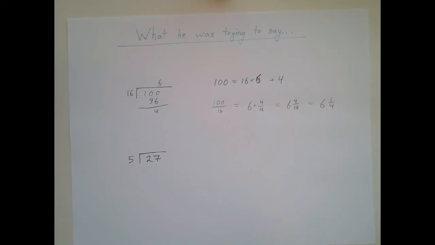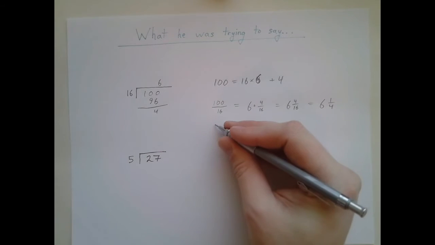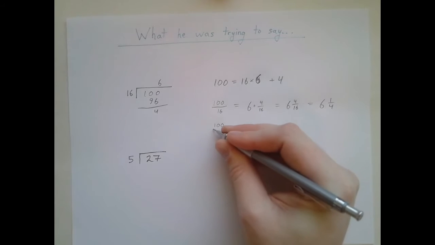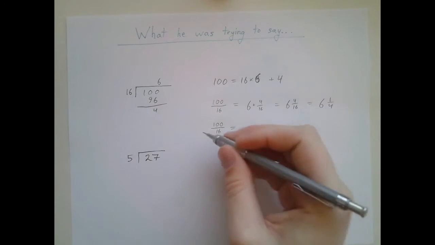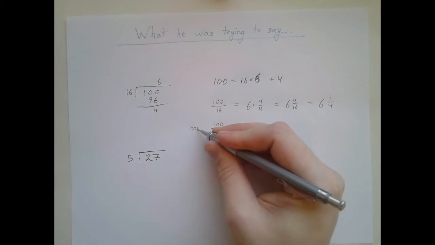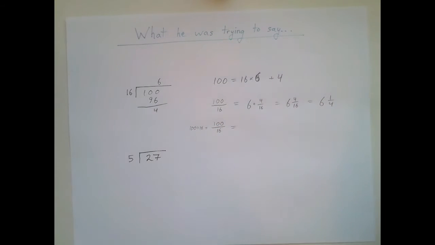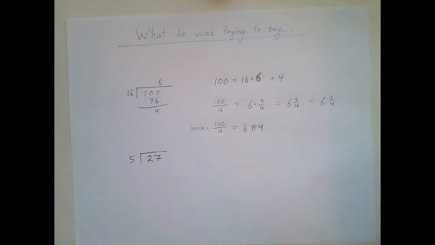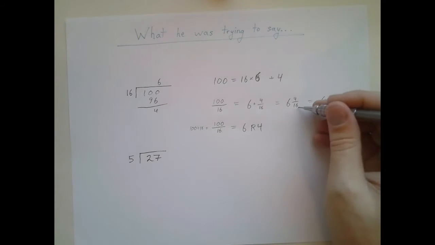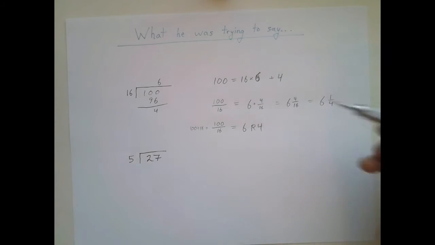But some of my students are in the habit, I guess one of their teachers told them at some point, to do it this way. If they were dividing 100 divided by 16, they'll write it like this, 6R4. And I always try to get them to write it as a fraction instead.